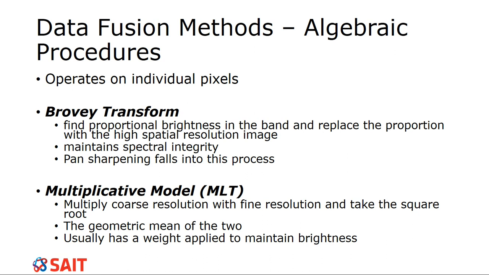But make sure you take the square root at the end once you've multiplied them together, just so that you can get it to even out. It's kind of the geometric mean of the 2 of them. And it usually has a weight that we can apply to maintain the brightness value, because sometimes we end up with issues of one being much brighter than the other one.